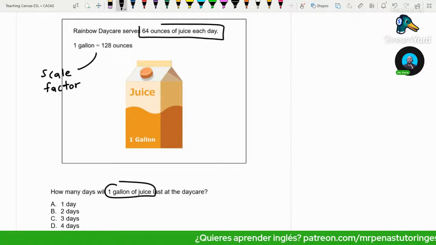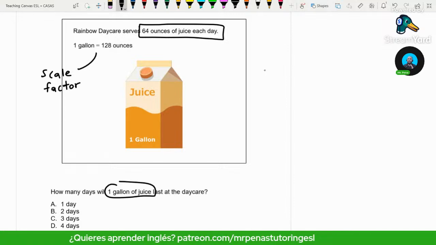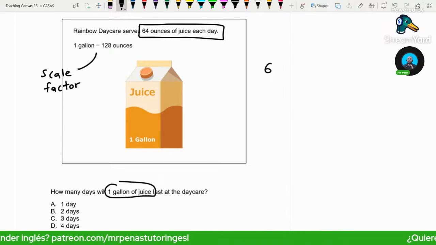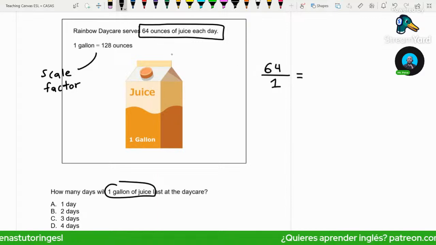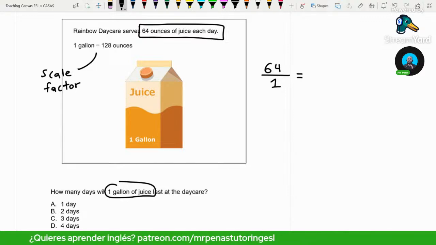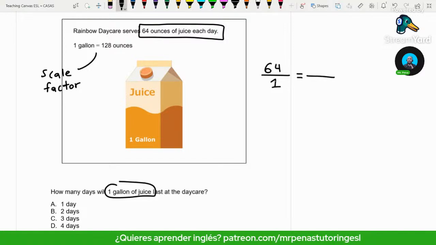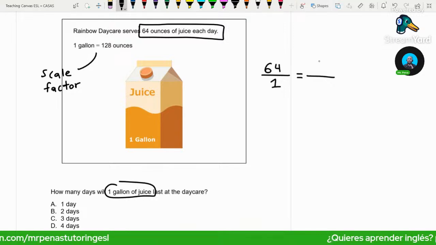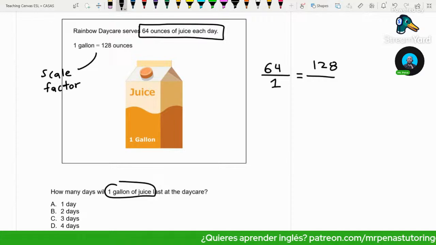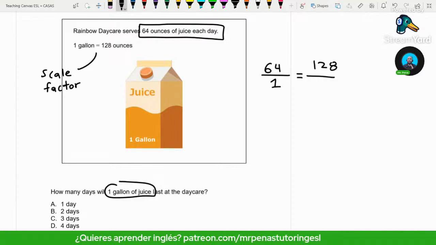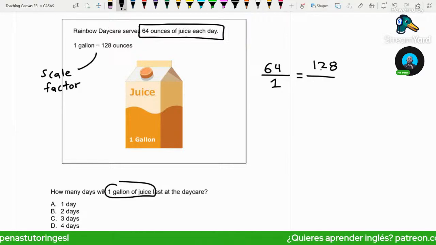So it's 64 ounces each day. So if it's 64 ounces per day, right? And they're asking how many days will a gallon of juice last? But it's 64 per day. And we already know that a gallon is 128. So ounces on top and days on the bottom. So 64 a day, 128 ounces. And we're going to put that here.